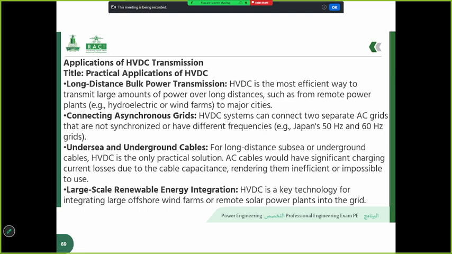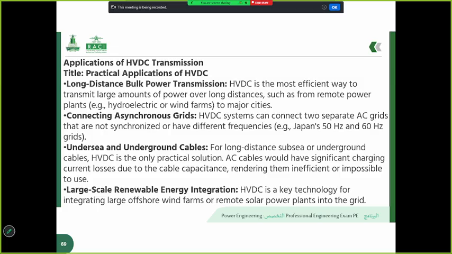This slide, titled "Practical Application of HVDC," outlines the key real-world uses of HVDC. HVDC is the preferred technology for specific scenarios where conventional AC transmission is either inefficient, technically challenging, or not feasible. The primary application of HVDC is for transmitting a large amount of power over long distances.